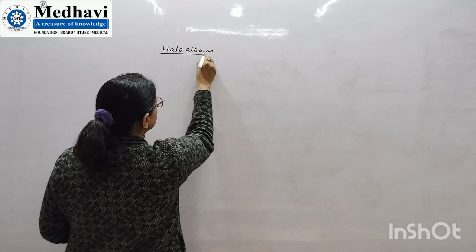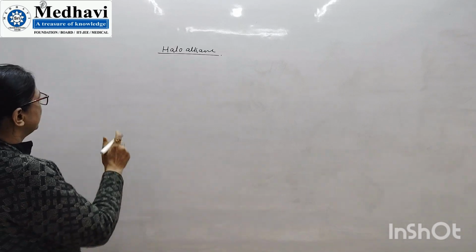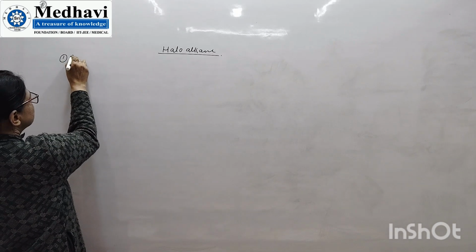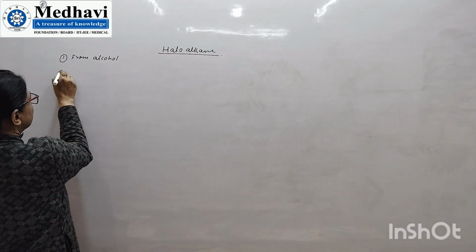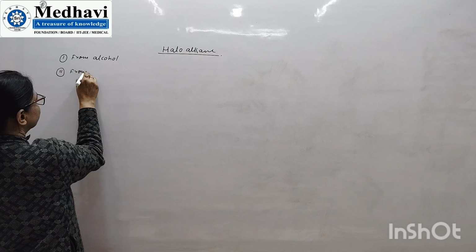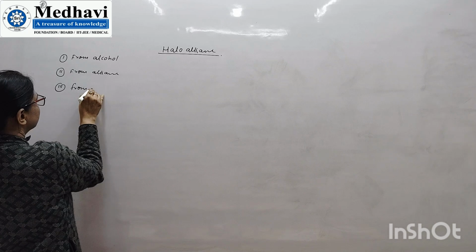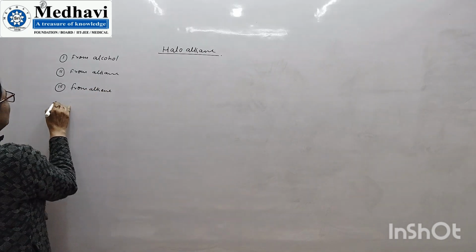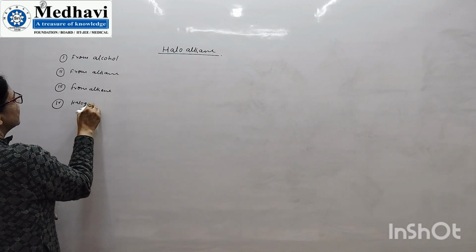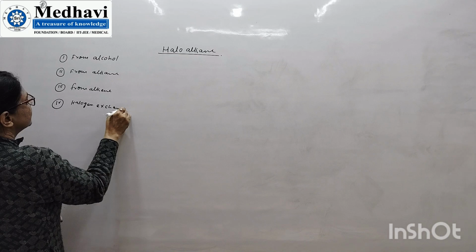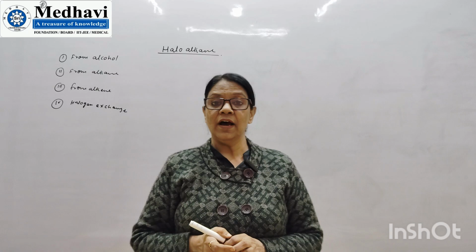Now I will start how to prepare haloalkane. The different methods for the preparation of haloalkane: the first method that we use is from alcohol. How can we prepare haloalkane from alcohol? The second method is from alkane. The third method is from alkene. Fourth method is halogen exchange. So these are the four methods. Using these four methods, we can prepare haloalkane.